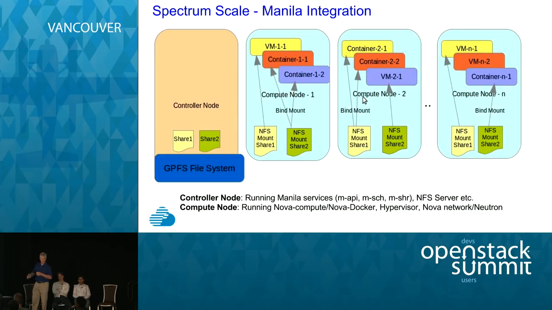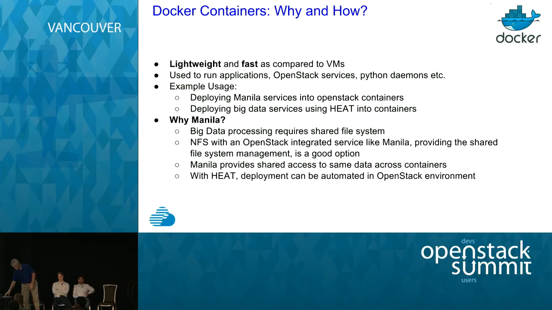And then with mount automation that we'll show in the demo, we're able to spin up VMs or spin up containers and have the correct Manila share mounted and available for use as soon as the VM comes up or as soon as the Docker instance comes up. Okay, that's at a high level what we're doing with Spectrum Scale and Manila. I'm going to hand it to Nilesh now.